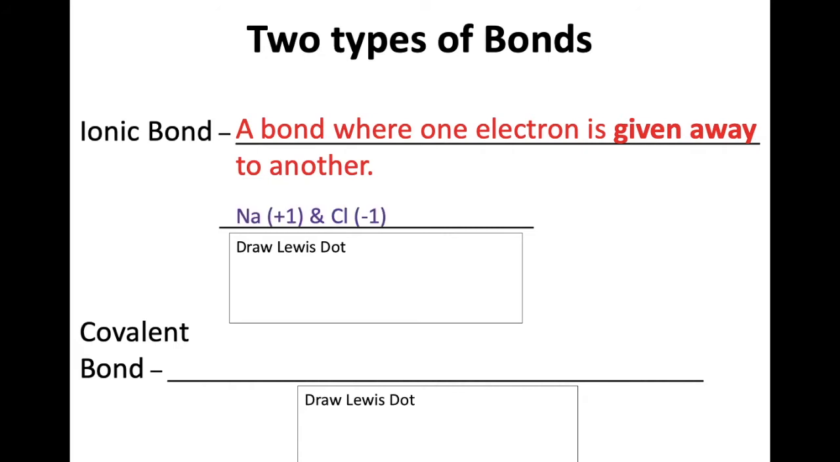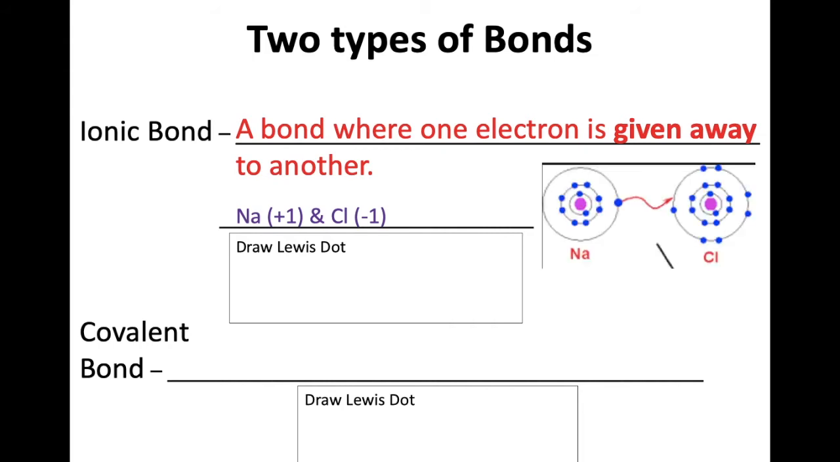So for example, you have sodium and chlorine. Sodium has an oxidation number of +1, chlorine has an oxidation number of -1. We've given this example many times in class, but in order to create a bond, sodium is going to give away one of its electrons to chlorine so that sodium can have completely filled outer energy levels and chlorine can have completely filled outer energy levels.